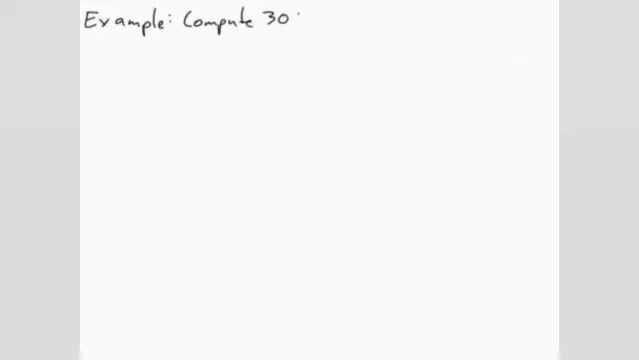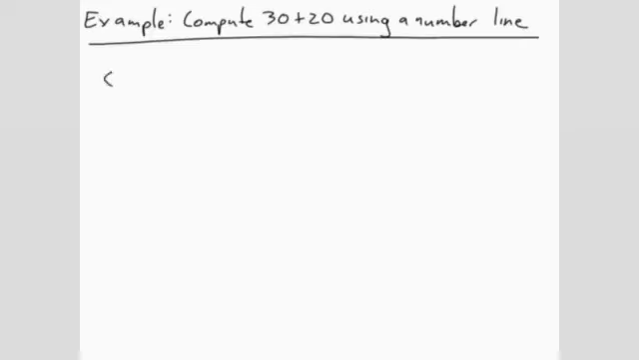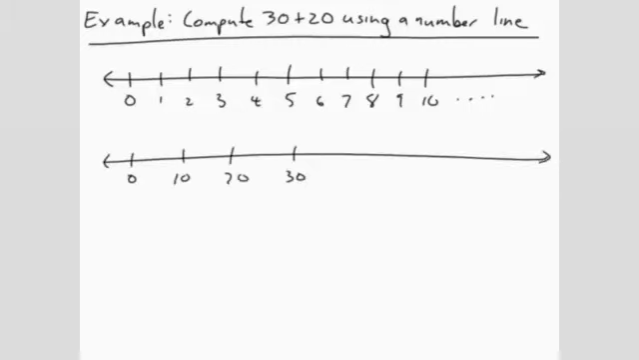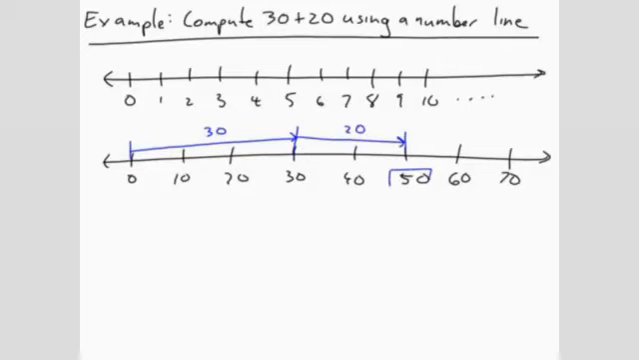Example: compute 30 plus 20 using a number line. If we count by 1s, this problem will take a very long time. Instead, we will use multiples of a number that work well with the problem that we've been given. In this case, 10 works very well. We will write out the first several multiples of 10 and then do the calculation. Starting from 0, we move 30 to the right, and then 20 more to the right. 10, 20, 30. 10, 20. And we can see that the answer is 50, so 30 plus 20 equals 50.